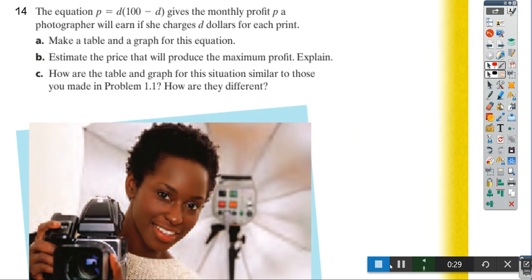Let's think about this. If she gave her pictures away for free, would she make any profit? No. Now, if she charged so much that no one bought her pictures, would she make a profit? No. So there are going to be two prices where she gets no profit at all. Once if she gives away her work for free, and again when she overprices her work to the point that nobody wants to buy it. So the trick is, in between those two points, there will be a maximum profit possible. And that's what we're going to find.